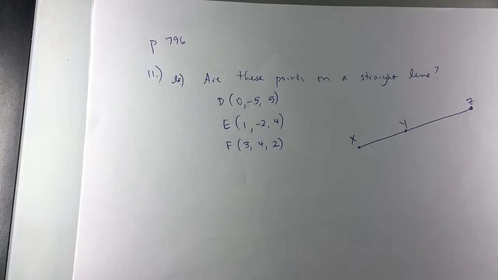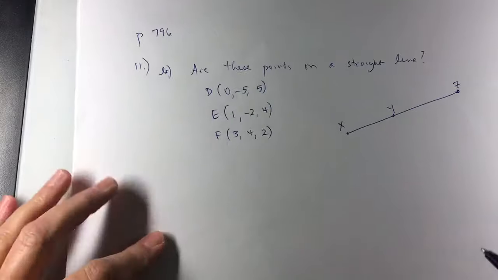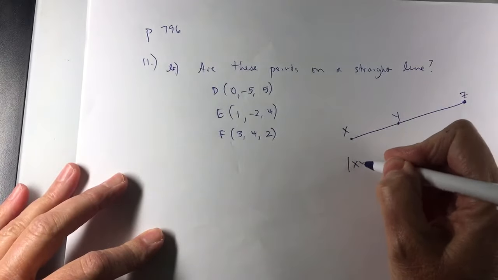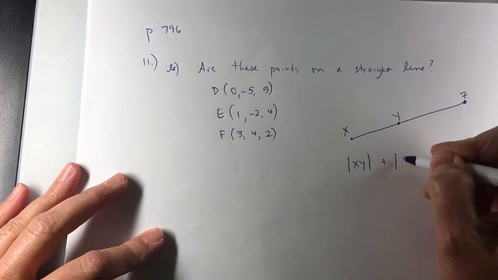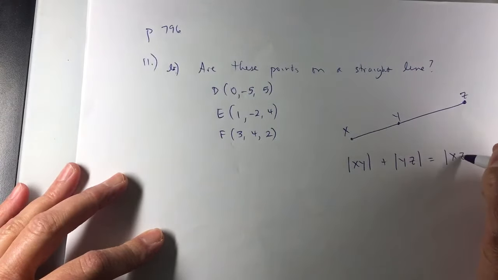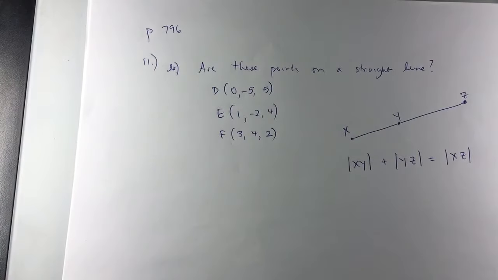If they're on a straight line, then I would know this: the distance from X to Y plus the distance from Y to Z will equal the distance from X to Z. So that is from a standard geometry class. So I probably need to start finding some distances here.